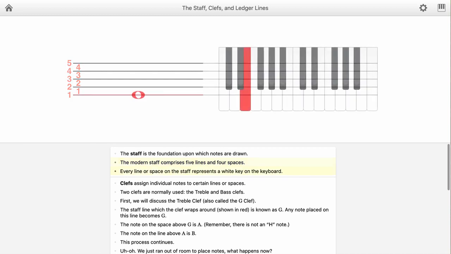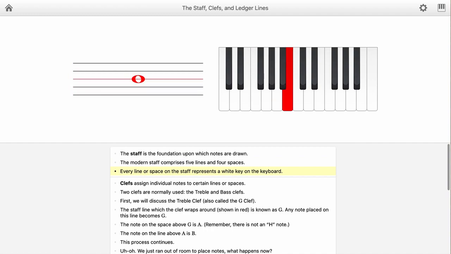Every line or space on the staff represents a white key on the keyboard. So you can see as the notes are going up on the staff, the notes on the keyboard are moving to the right. That means that the higher a note is on the staff, the higher the note should sound. And the lower the note is on a staff, the lower the note should sound.